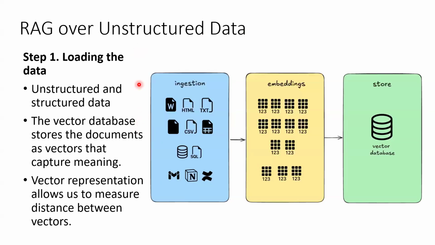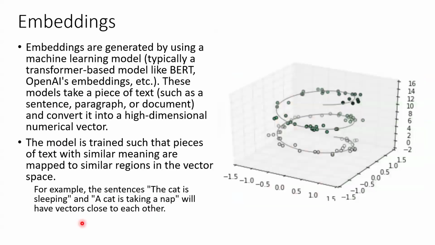Okay, so the first step will be to take our unstructured data and create embeddings out of it, and we will store it in a vector database. So step one is loading the data, unstructured data. Vector databases store the documents as vectors that capture meaning. We will deep dive into embeddings in the next slide. Vector representation allows us to measure the distance between the vectors. Okay, so let's move to the next slide for a better understanding of what an embedding is.